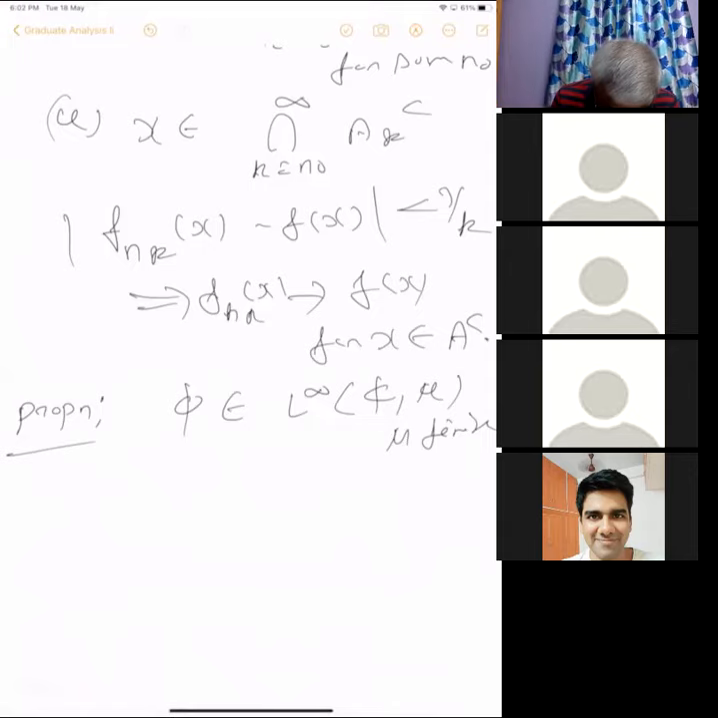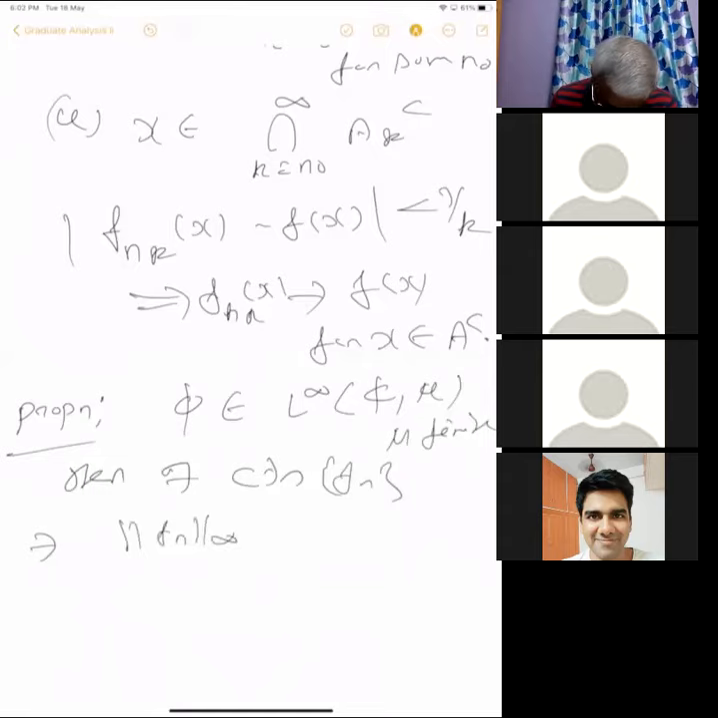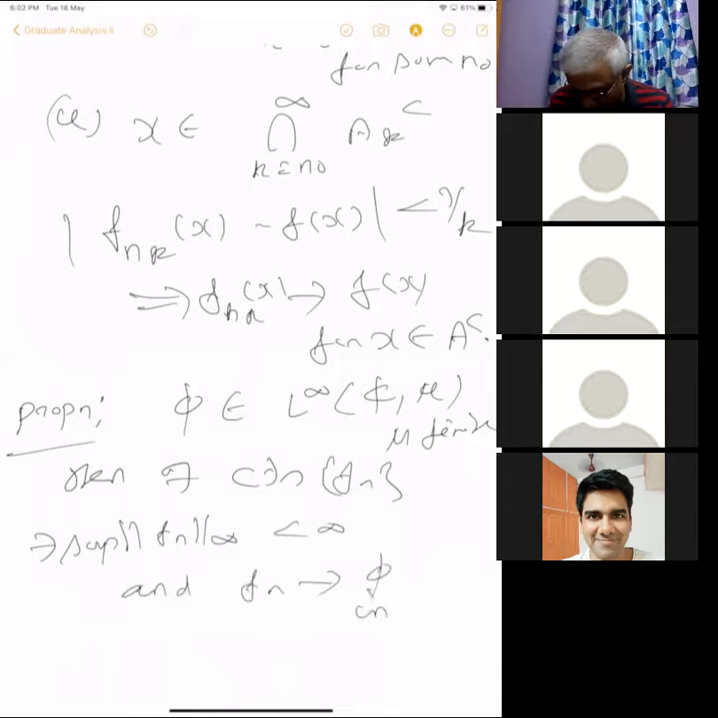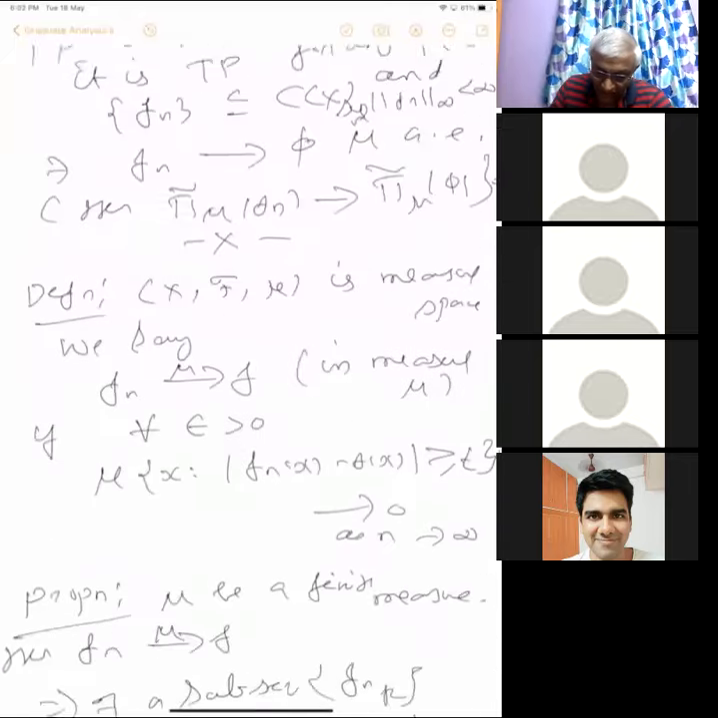Then there exist continuous F_n such that the supremum norm of F_n is less than infinity, and F_n converges to phi in measure. That's what we write. So once we prove this, F_n converges to phi in measure, then it follows that there is a subsequence which converges almost everywhere. So then our theorem is proved.